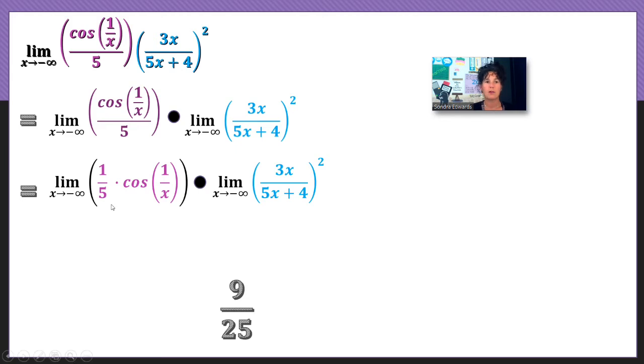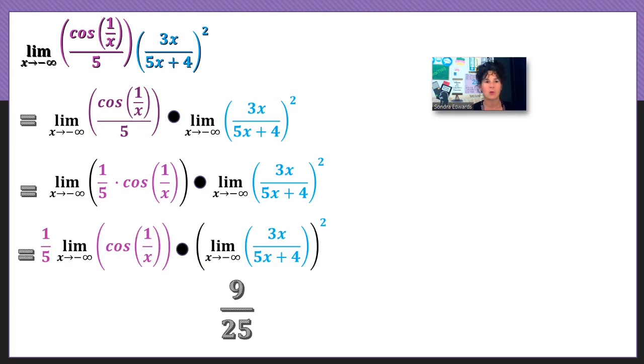So notice I have 1/5 multiplied by the cosine of 1 over x. Another thing that I can do is this: 3x over 5x plus 4 is to the second power. And so we know that we could find the limit of just that, 3x over 5x plus 4, and after we find the limit, then we square it. So I rewrote it here with the 1/5 out front of the limit, and then here finding the limit and squaring it after the fact.